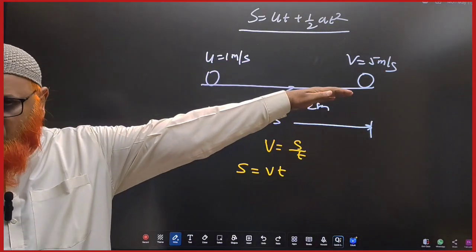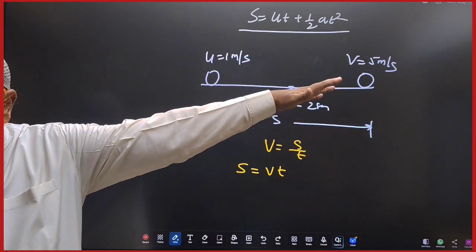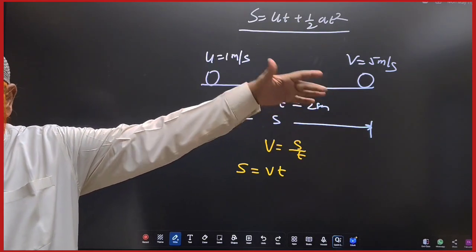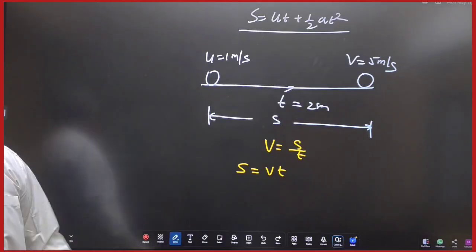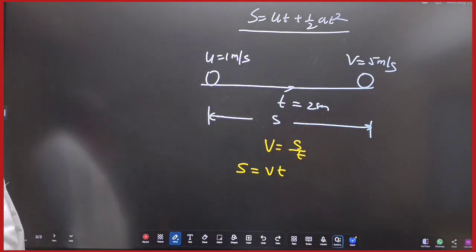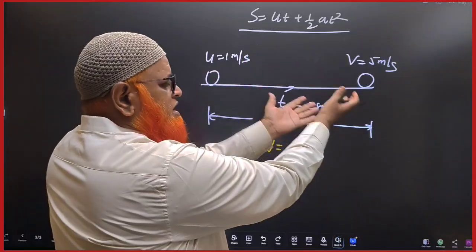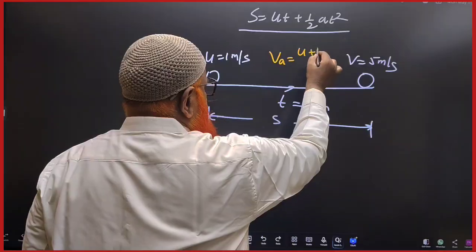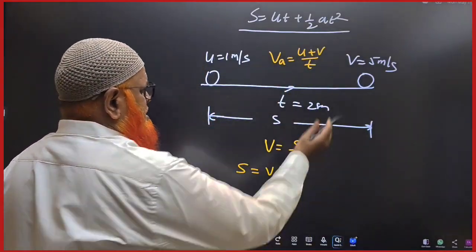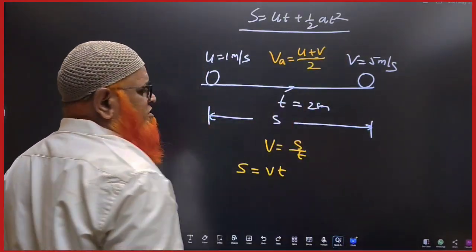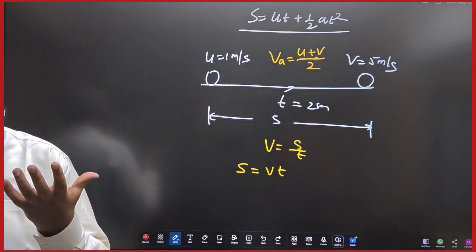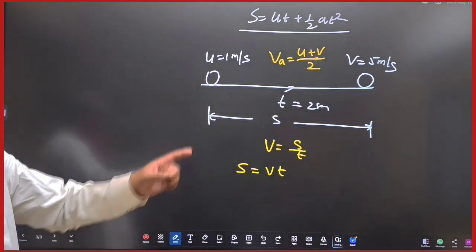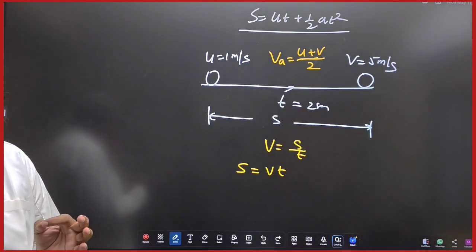As the velocity is not uniform, what is the meaning of uniform velocity? Are you wearing a school uniform and having a certain velocity? No. Uniform means constant. Constant velocity is called uniform velocity. So it does not have a constant velocity. Initial velocity is different, final velocity is different, so we need to consider the average. Average is initial plus final by 2. Average is the sum of the velocities by the number of velocities, isn't it? So V average is U plus V by 2.